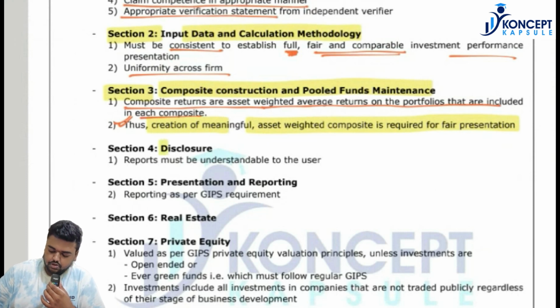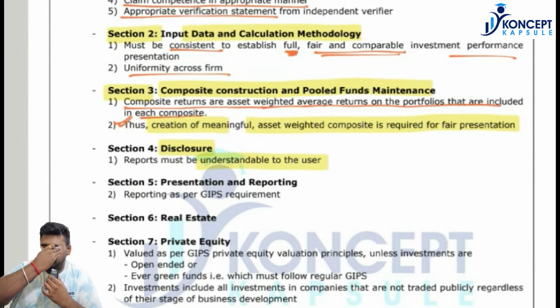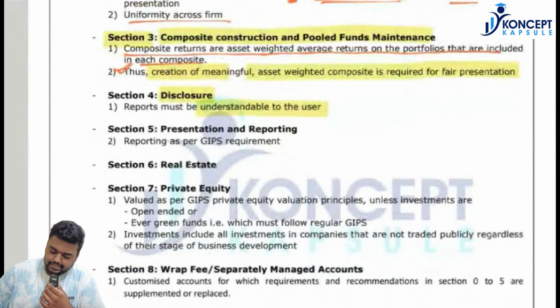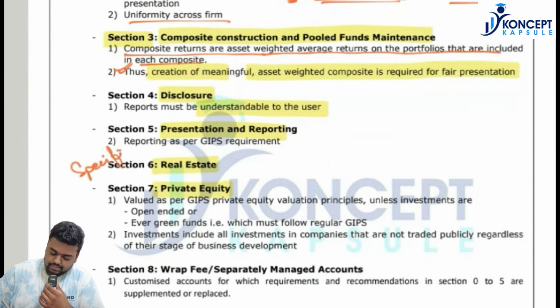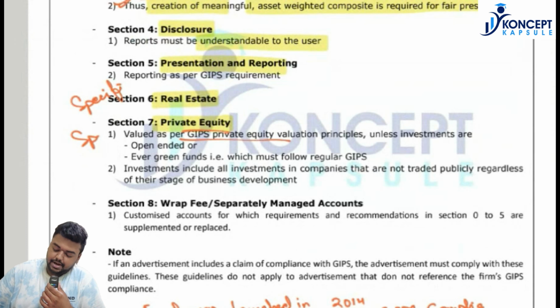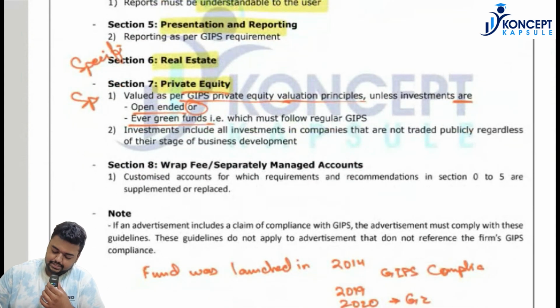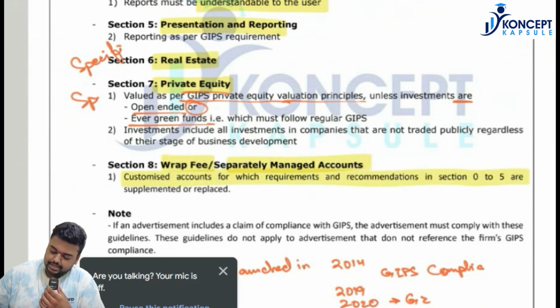The fourth section is disclosure. It must be understandable to the user. Definitely, disclosure is said to be good only when it is understandable. Fifth is presenting and reporting. Sixth is specific to real estate. Seventh is specific to private equity, valued as per GIPS private equity valuation principles, unless investments are open-ended or evergreen funds. Eighth is wrap fees or separately managed accounts, customized accounts, for which requirements and recommendations are supplemented or replaced.